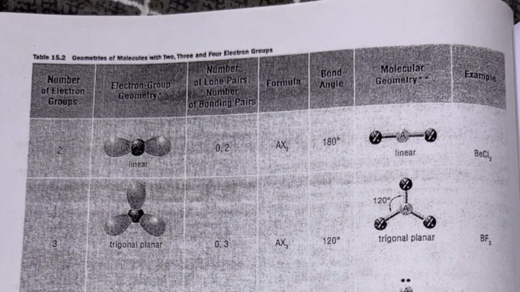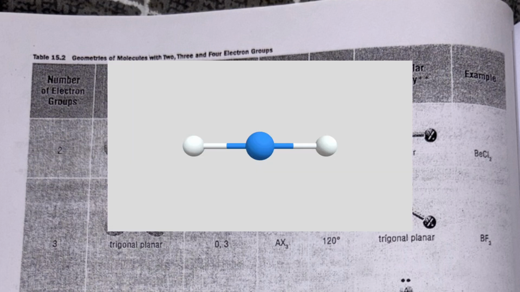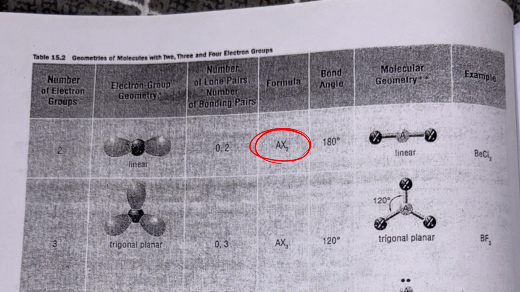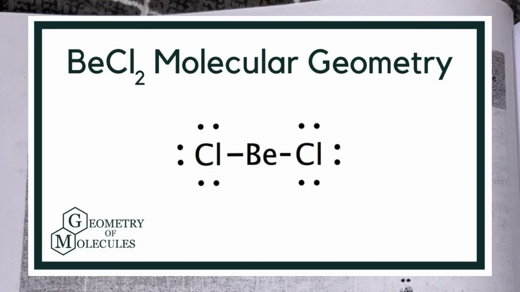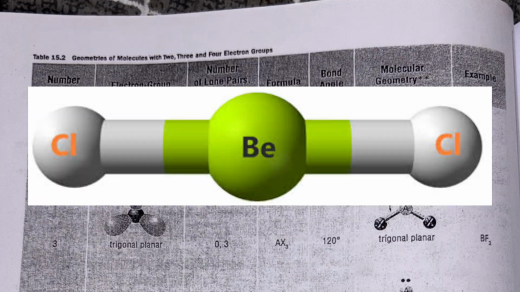As shown in the table, the first molecular geometry is linear, and as mentioned, it has two electron groups. This is what it looks like, which is its electron group geometry. The formula is AX2 and the bond angle is 180 degrees. Let us give beryllium chloride, or BeCl2, as an example. It has 0 lone pairs and 2 bond pairs. It also follows the formula AX2 and has the bond angle 180 degrees.